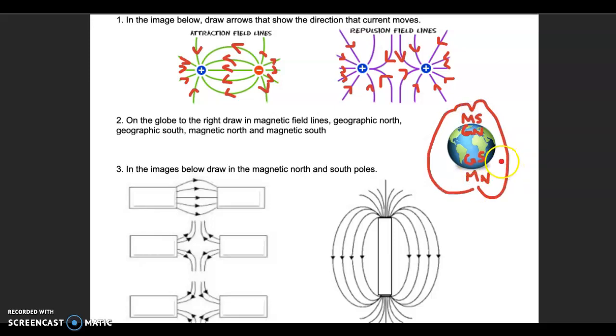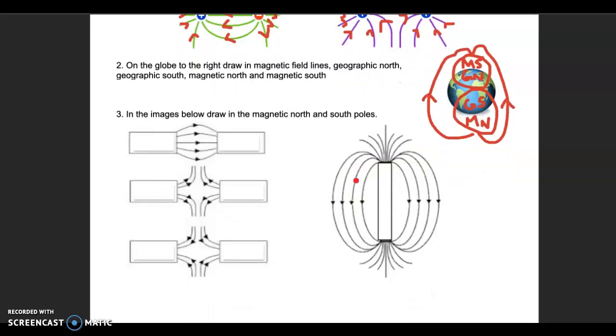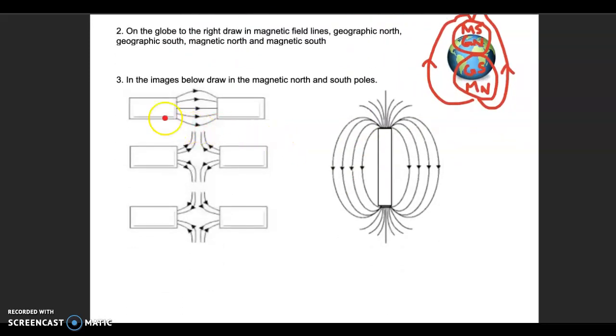Okay, so this one's kind of a complex answer. We're remembering here that the geographic south is your magnetic north, and that the magnetic south is our geographic north as well. They're opposites. Number 3, really what we got here is different field lines.